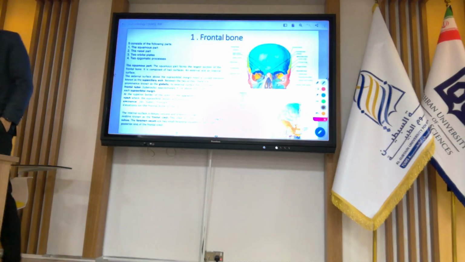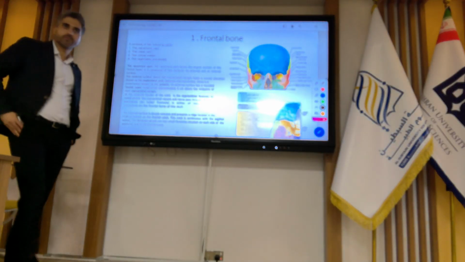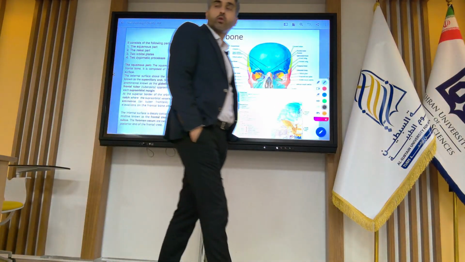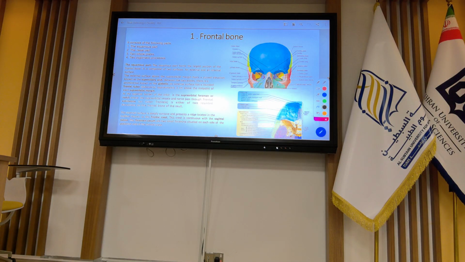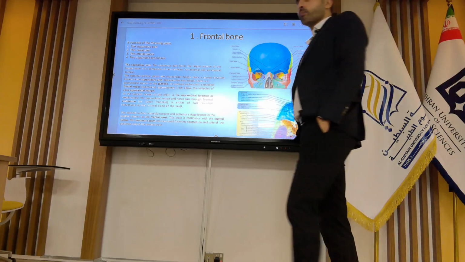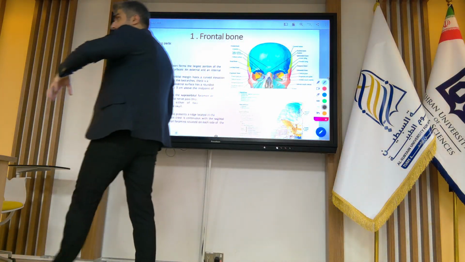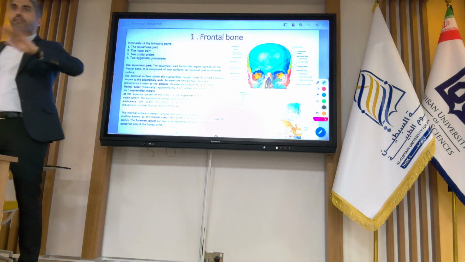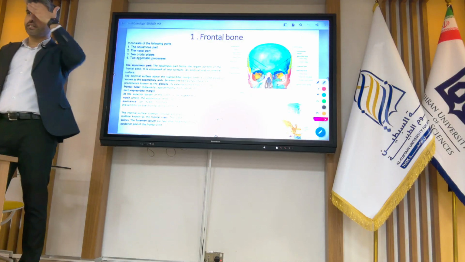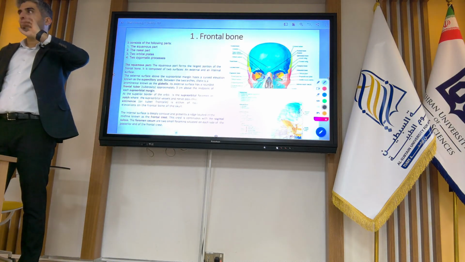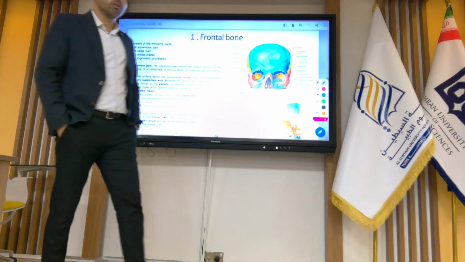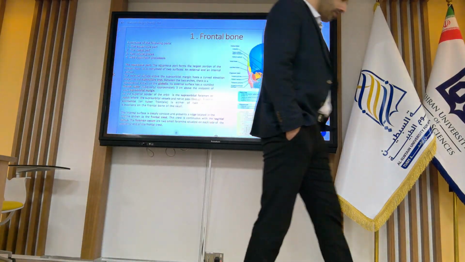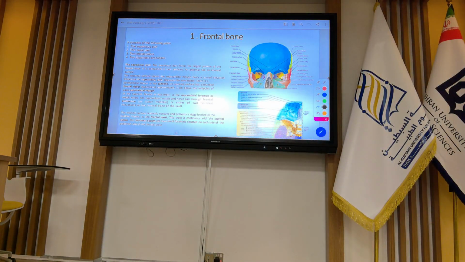Frontal bone. Let's talk about the frontal bone a little, then we continue in the next hour. The frontal bone is a paired bone in the fetus and in the newborn. But after 6 to 9 months, we say it's a single bone. It's not paired. I told you the name of the suture was the metopic suture. It closes at 6 months old.